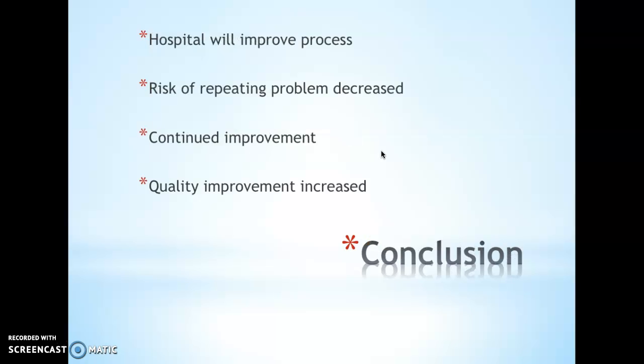My conclusion is that by using these tools to analyze, measure, improve, and control these processes, and specifically the process of calculating insulin correctly, the hospital will improve their process. After they diagram everything out with all stakeholders, they will be able to see which areas are going to need improvement, and what can be done to improve those processes and sub-processes. Ultimately, they're going to improve the process overall, and the risk of repeating the problem is going to be decreased.